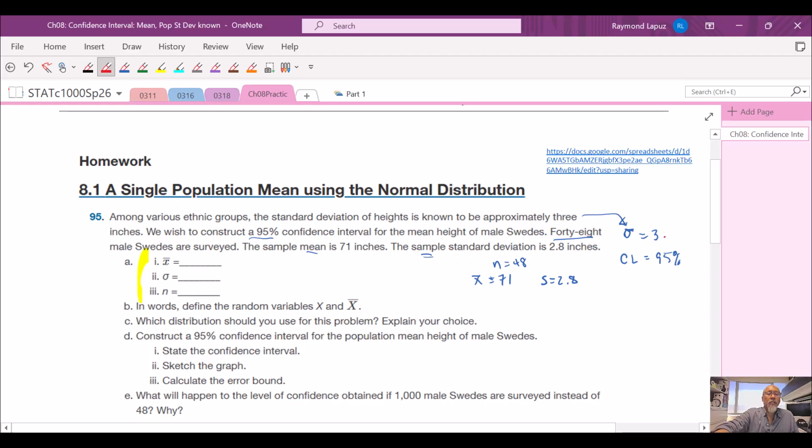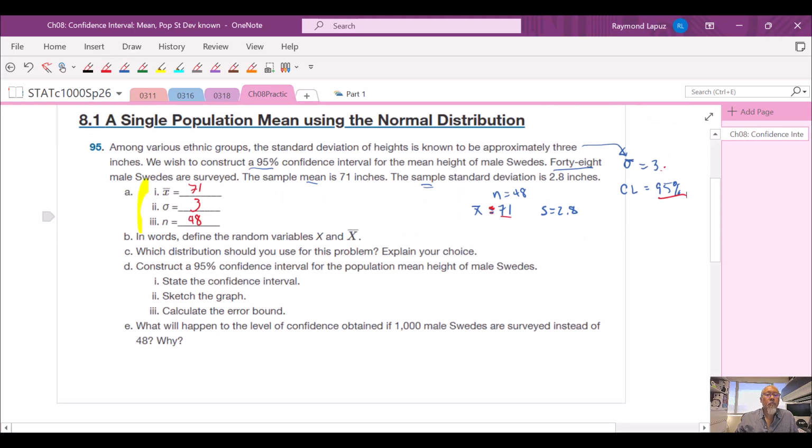All right, let's write down what they want. They want the X bar, and so that's 71. They want sigma, and that's equal to 3. And then they want N, which is equal to 48. So those are the 3 numbers that are most important for us, along with the confidence level when we construct the CI, the confidence interval.